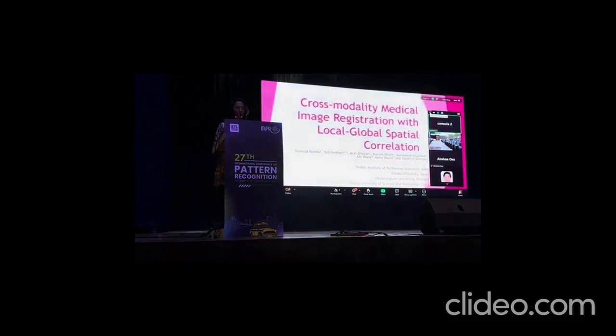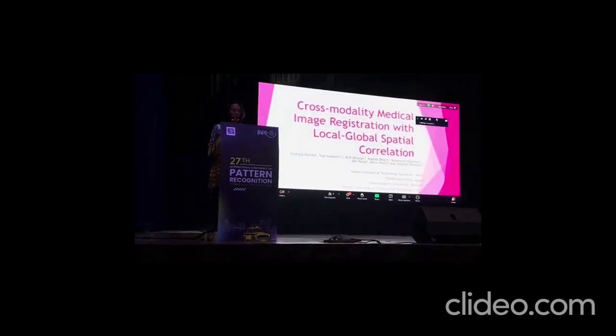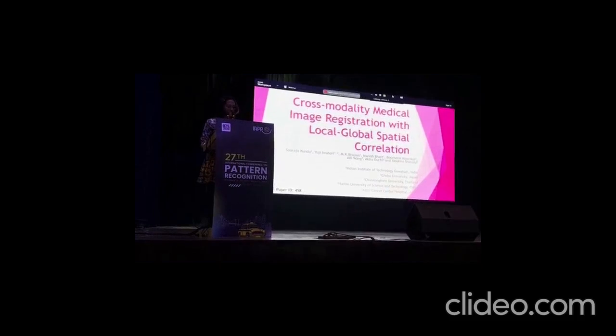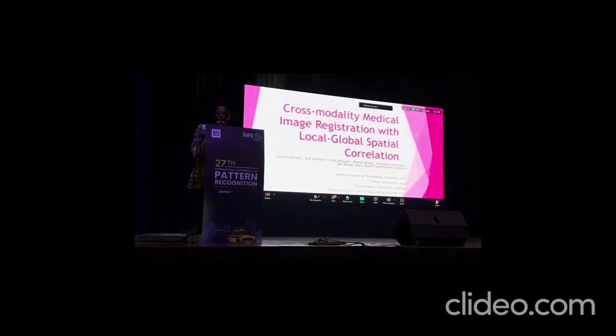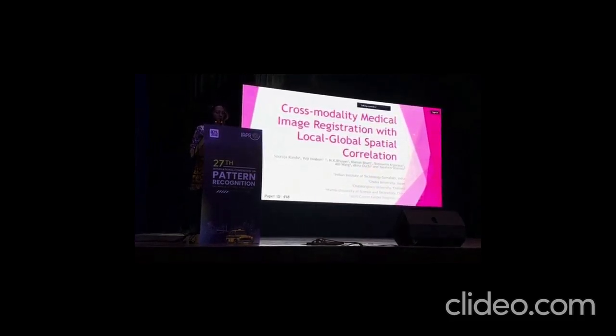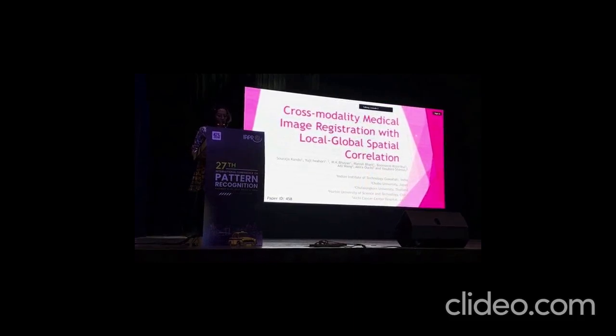Hello, good afternoon everyone. I am Souraja Kundu from Kolkata, India, and I am an undergraduate student at Indian Institute of Technology, Guwahati, and today I am going to present my paper, Cross-modality medical image registration using local global feature correlation.